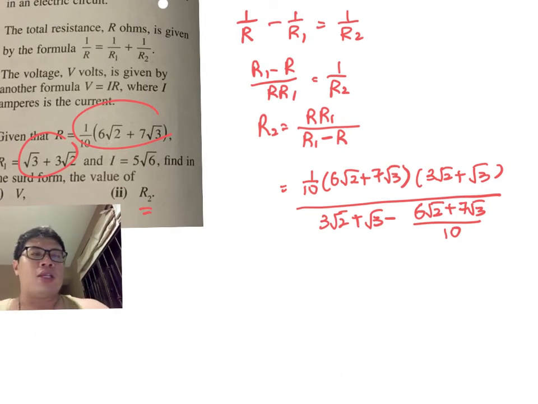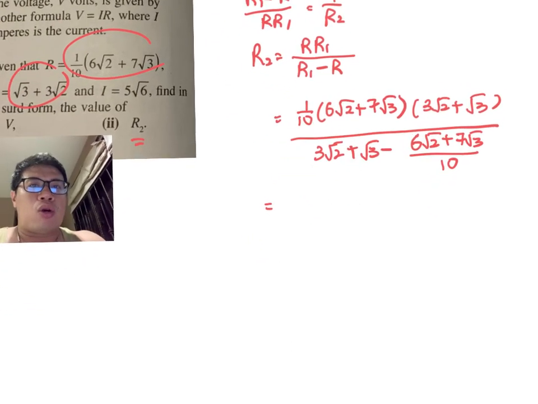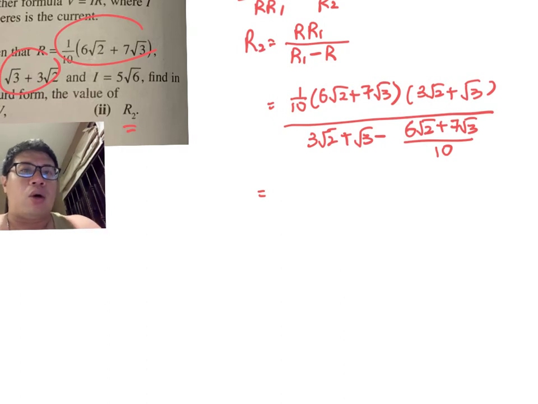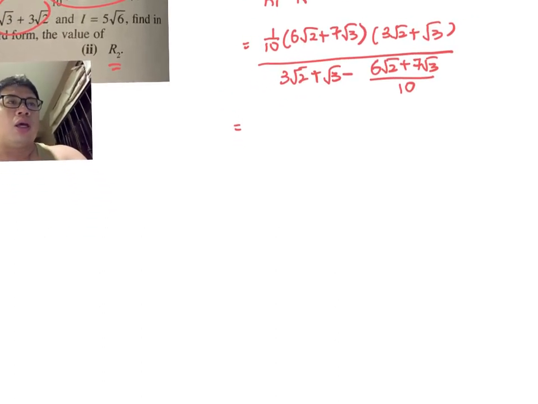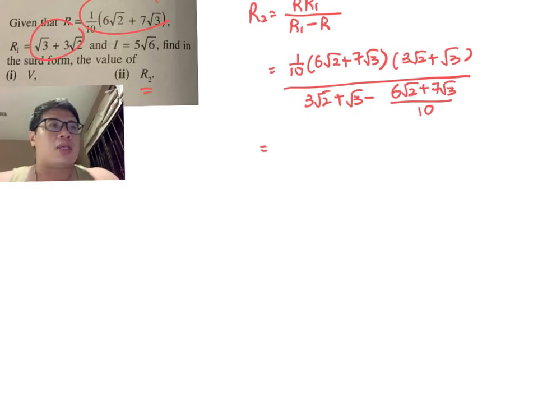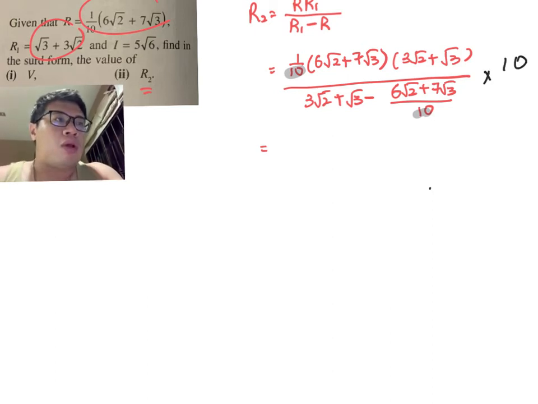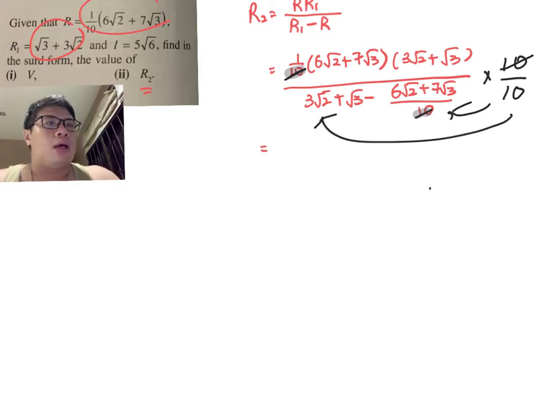Now if you find this fraction very hard to deal with, just go slowly part by part. One way I can go about it is to multiply the whole fraction by 10 over 10. If I have a fraction in a fraction, to get rid of it I can multiply by 10 over 10. This 10 will cancel out with this, and this 10 will multiply with this to cancel it off, and this becomes 30 square root 2 plus 10 square root 3.